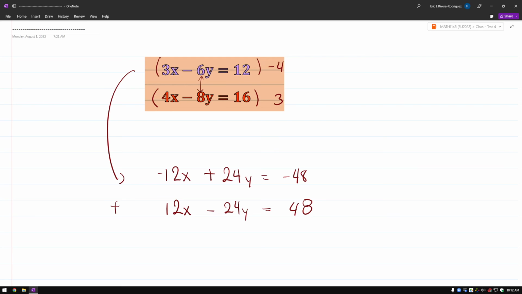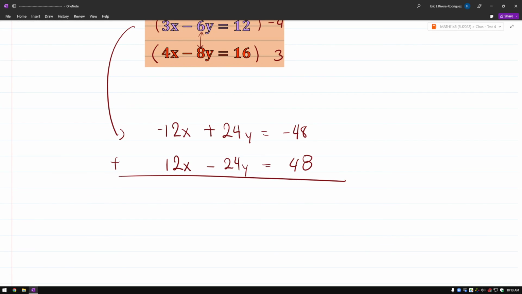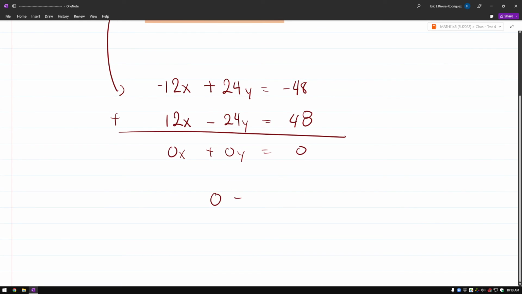Okay, so cool. We have found opposite coefficients, right? So let's add them together. 0x, 0y. So what we are getting here is 0 equal to 0.